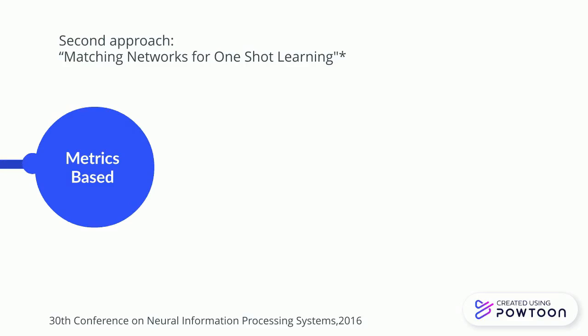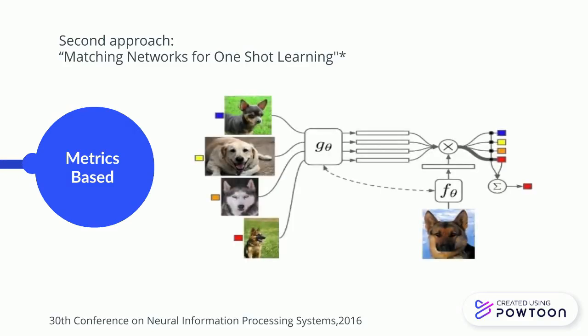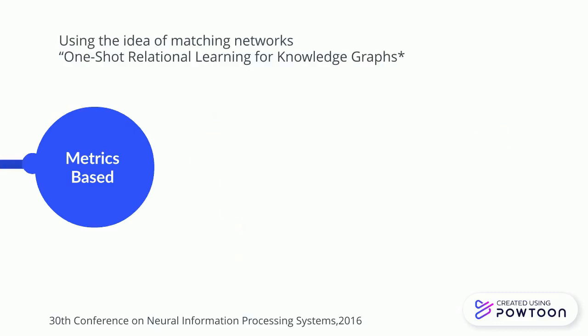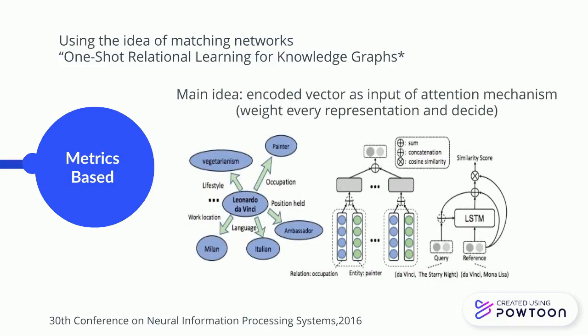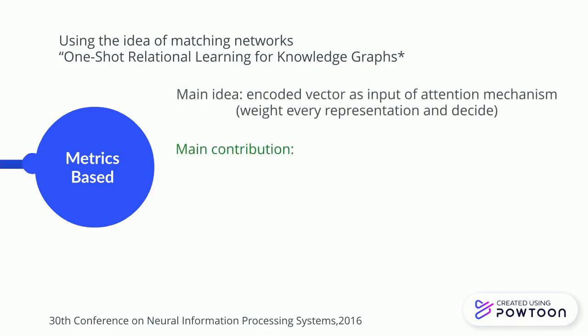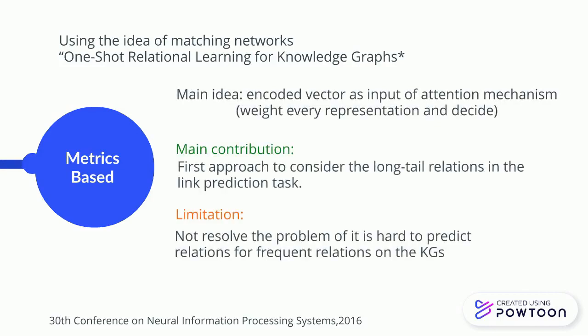Another work in this direction is this paper here, in which they try to learn an embedding by an attention mechanism. Leveraging this idea, this work here tried to learn an encoded vector as an input of the attention mechanism. The main advantage of this work is that they were the first to consider the long-tail relation in the link prediction task.